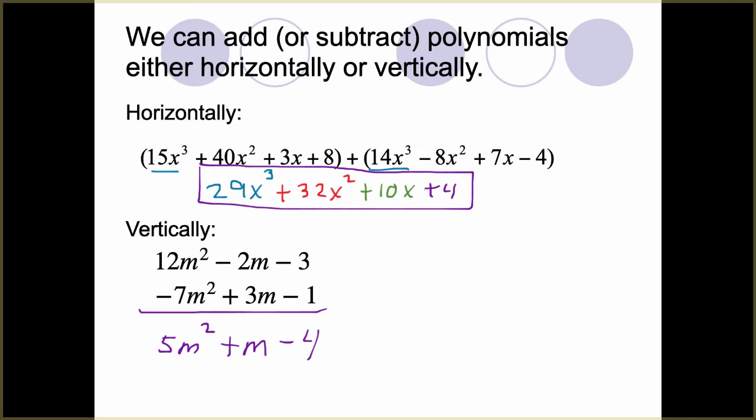So when you do this vertically, make sure like terms are stacked on top of each other. And if you need to leave gaps because there's not one of every type of term, leave gaps. Make sure they're stacked on top of each other. And this one, if we had to name it, would be a quadratic trinomial.